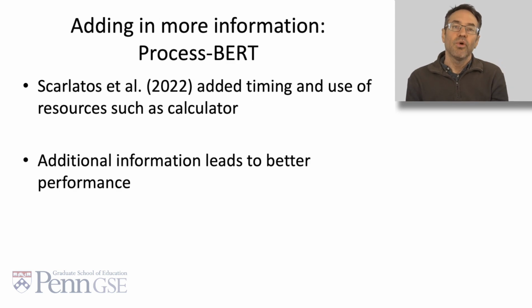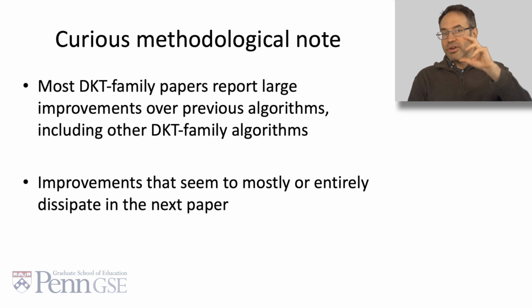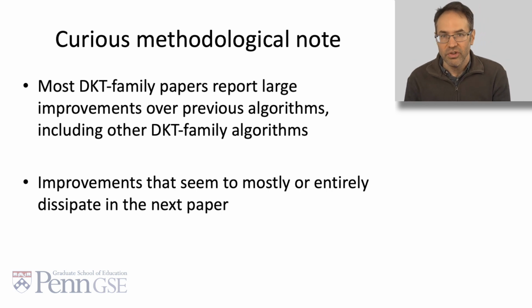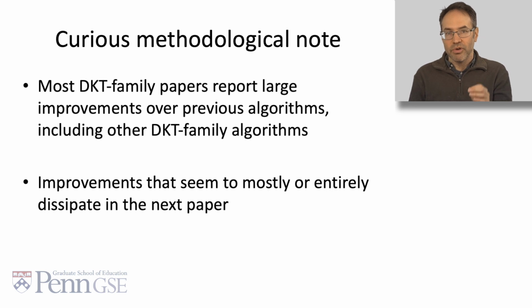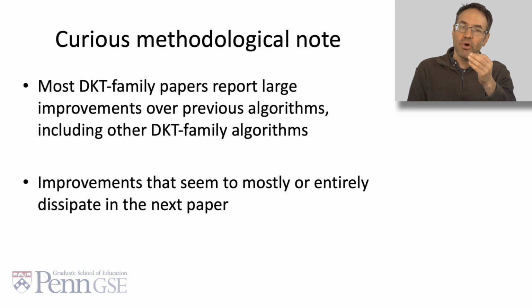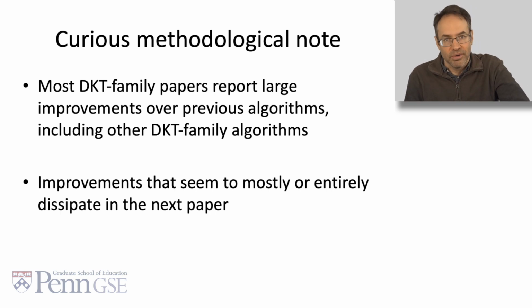And adding in more information still, ProcessBERT added timing and use of resources like a calculator, finding that this additional information led to better performance. Now, in discussing these, I've tried to be fairly calm about how big the benefits were, but there's actually a curious methodological note that I have to report, which is that most DKT family papers report not tiny improvements, but large improvements over previous algorithms, including other DKT family algorithms. And those improvements somehow seem to mostly or entirely dissipate in the next paper.